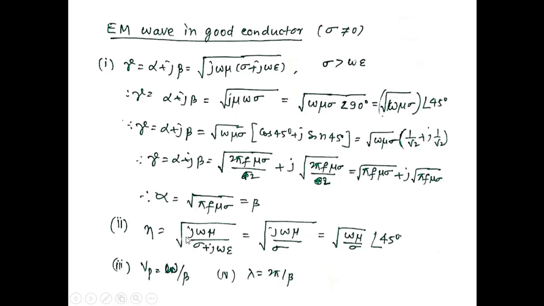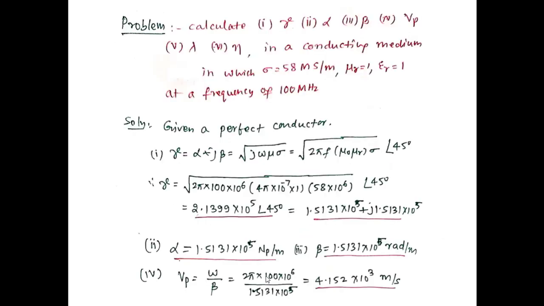given by under root of j omega mu divided by sigma plus j omega epsilon. If sigma is greater than omega epsilon, therefore this term is neglected. So we will get under root of j omega mu by sigma, where this j angle becomes 45 degree, under root of omega mu by sigma, and phase velocity is omega by beta, and wavelength is 2 pi by beta.